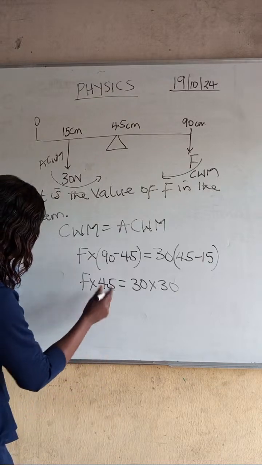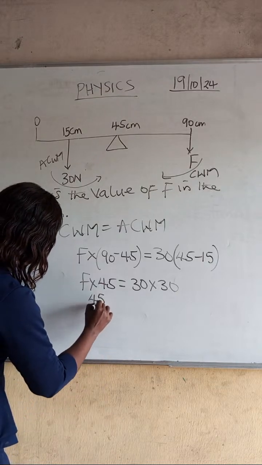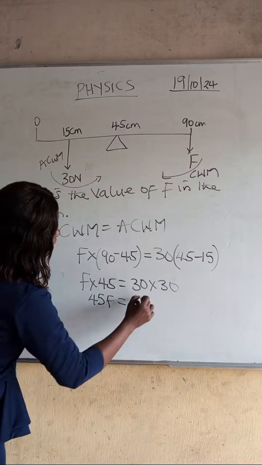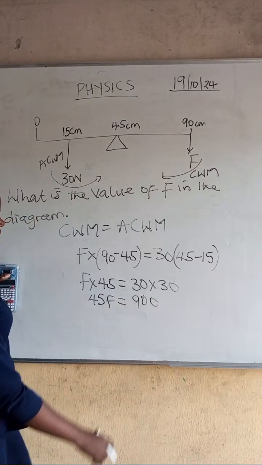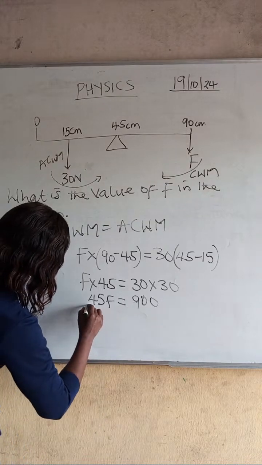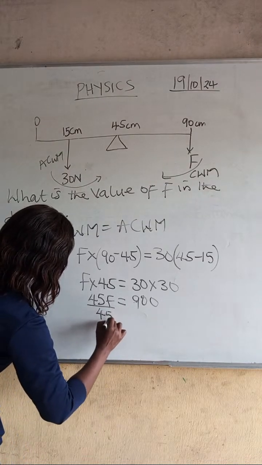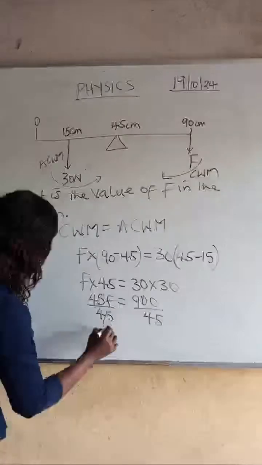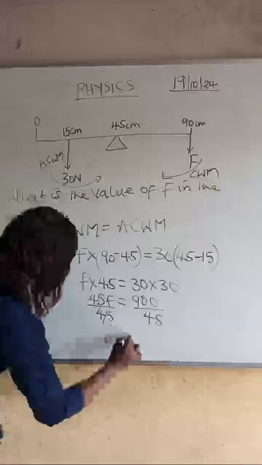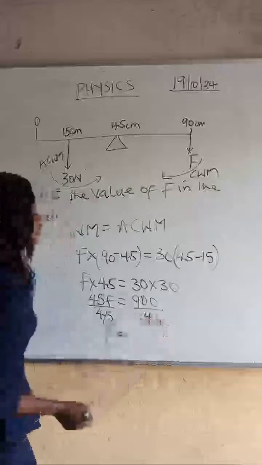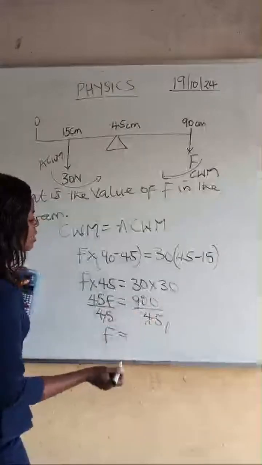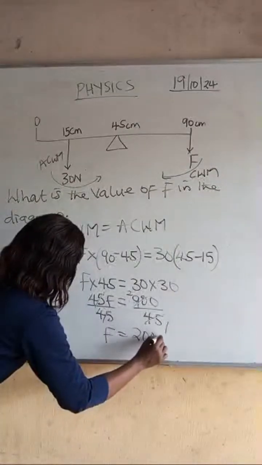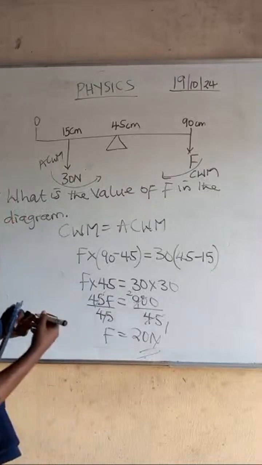Okay, because 45 minus 15 is 30. So let's work it out. This is going to give me 45F is equal to, I have 900. So I divide both sides by the coefficient of F. This cancels to be left with what? F. 45 into itself 1. Into 90, I have what? 2. So I have the force to be 20 Newton.